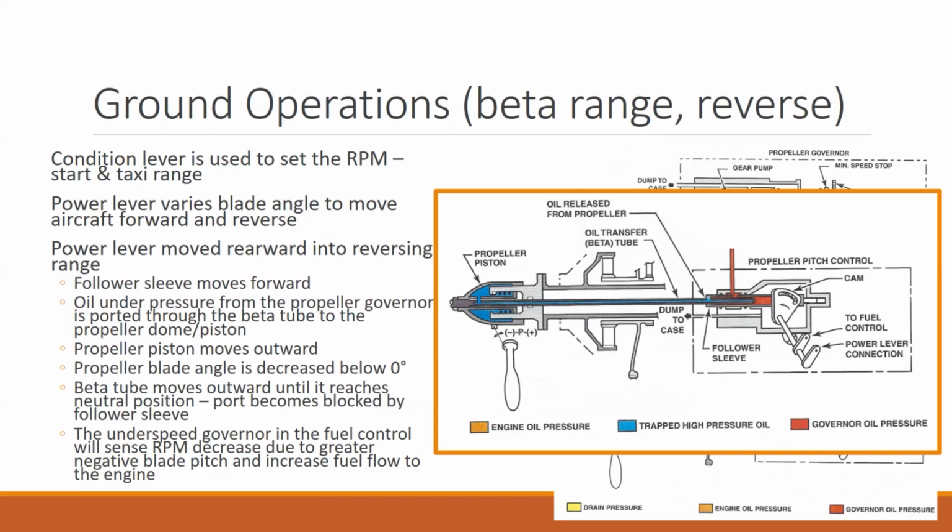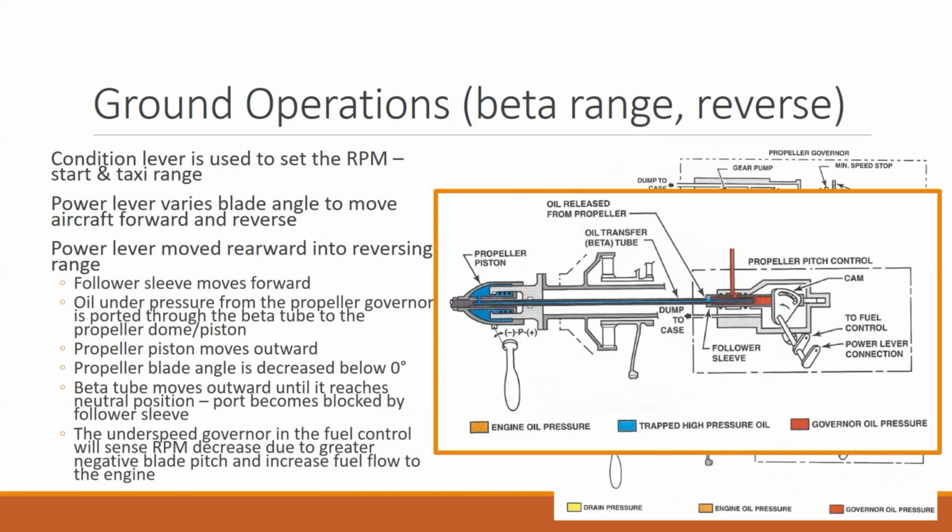Now what happens when we go to reverse pitch? What's going to happen to the engine RPM? What's it going to start to do again? Now we've gone past zero. We're starting to turn the blades backwards. What's that going to do? You think it's going to increase the RPM? The farther we go back, the more we want to increase.